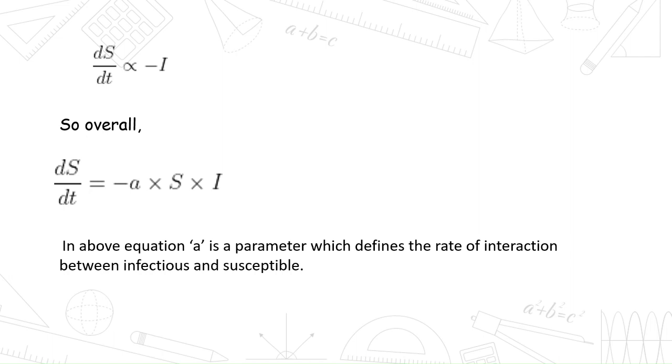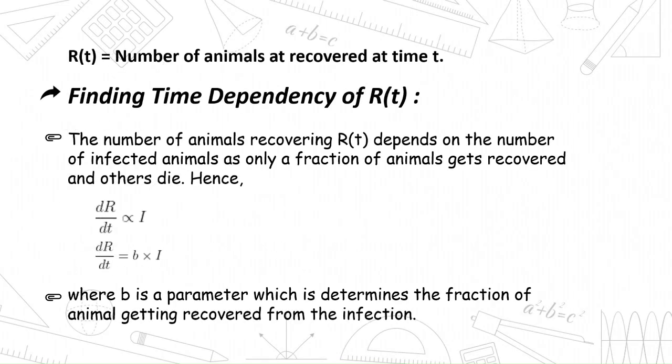Now, I will start finding the time dependency of R(t). The rate of recovery is dependent on the number of infected animals as described. In this, B is the parameter of animals getting recovered.